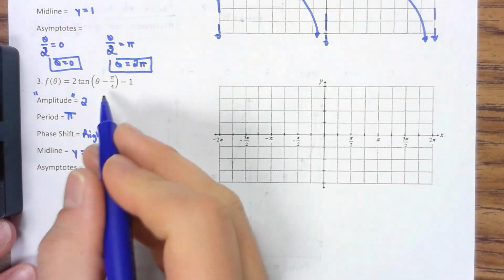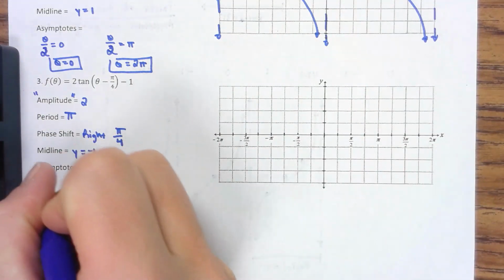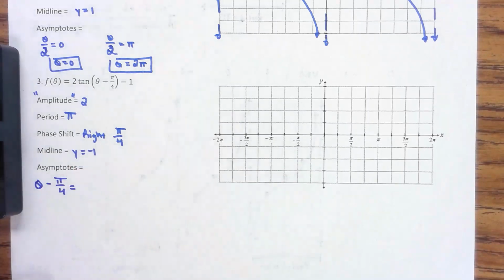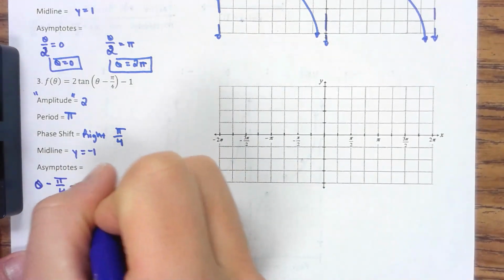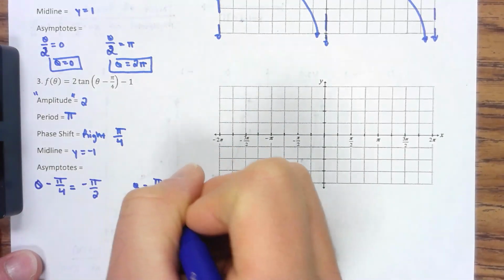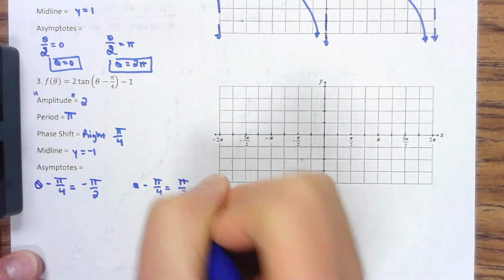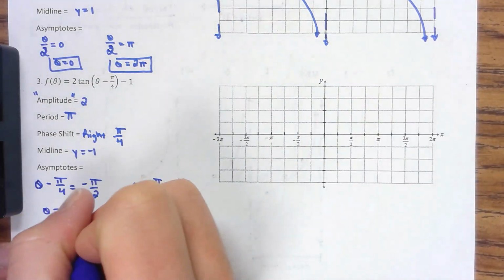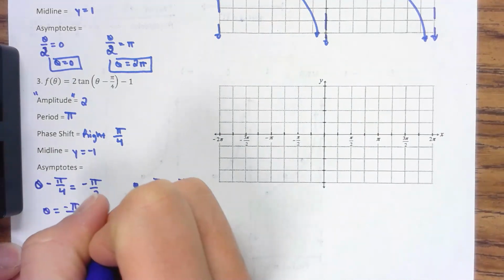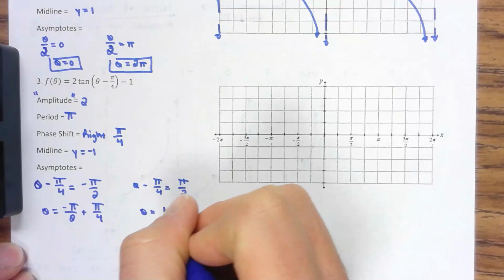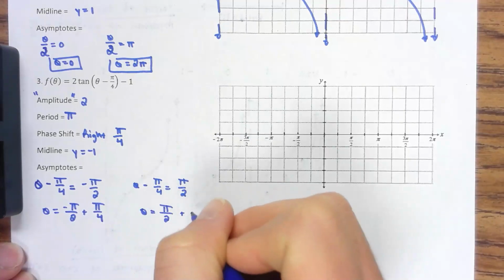So what I'm going to do to find my asymptotes, I'm going to take what's in those parentheses there, so theta minus pi over 4, and I'm going to set it equal to where the original asymptotes were located, which was negative pi over 2. And I'm going to also set theta minus pi over 4 equal to positive pi over 2. And so we'll do a little fraction work here. So I'll first take negative pi over 2 and add pi over 4. And over here, pi over 2 and add pi over 4.